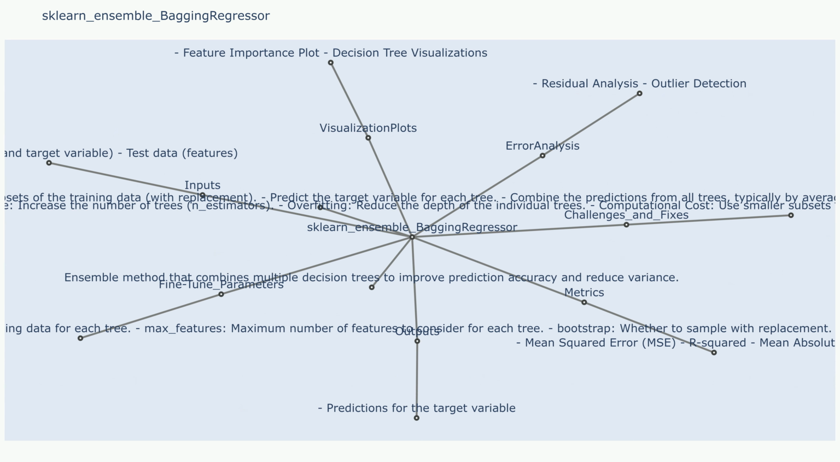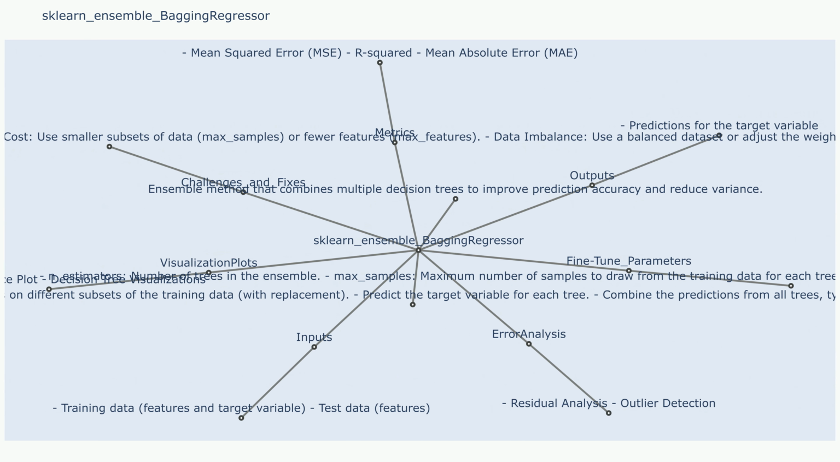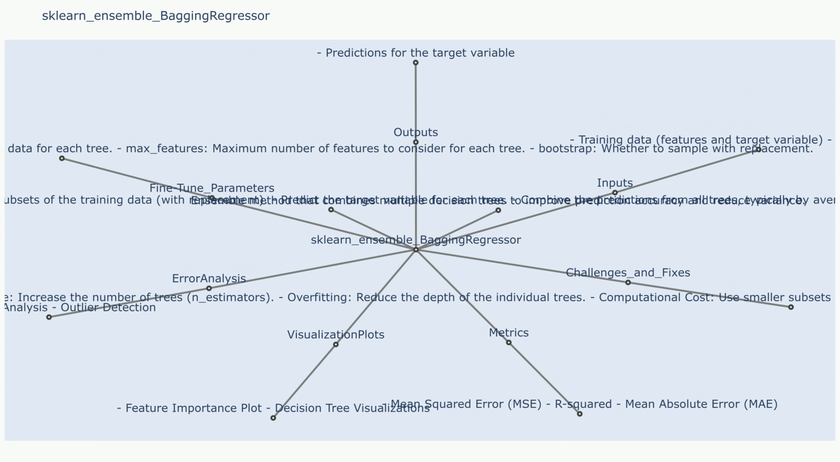Challenges and fixes. Challenge 1: High variance in the predictions. Sample use case that resulted in challenge 1: When the model is trained on a small dataset or a dataset with a lot of noise, the predictions can have high variance. Fixes to challenge 1: Increase the number of estimators (n_estimators) to reduce variance. Decrease the value of max samples or max features to reduce the variance of each individual tree.